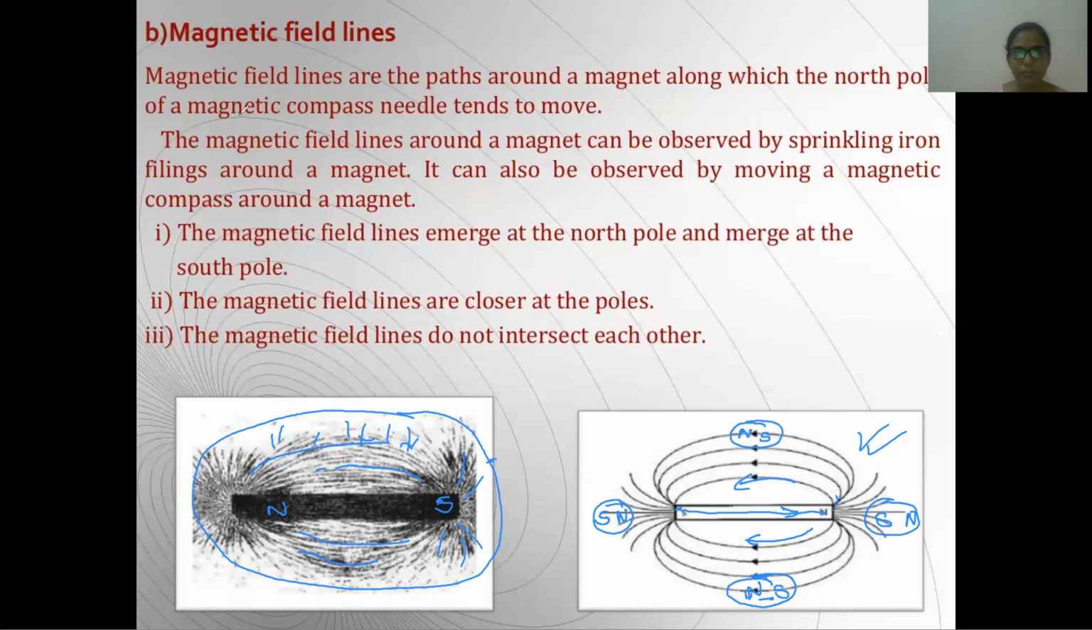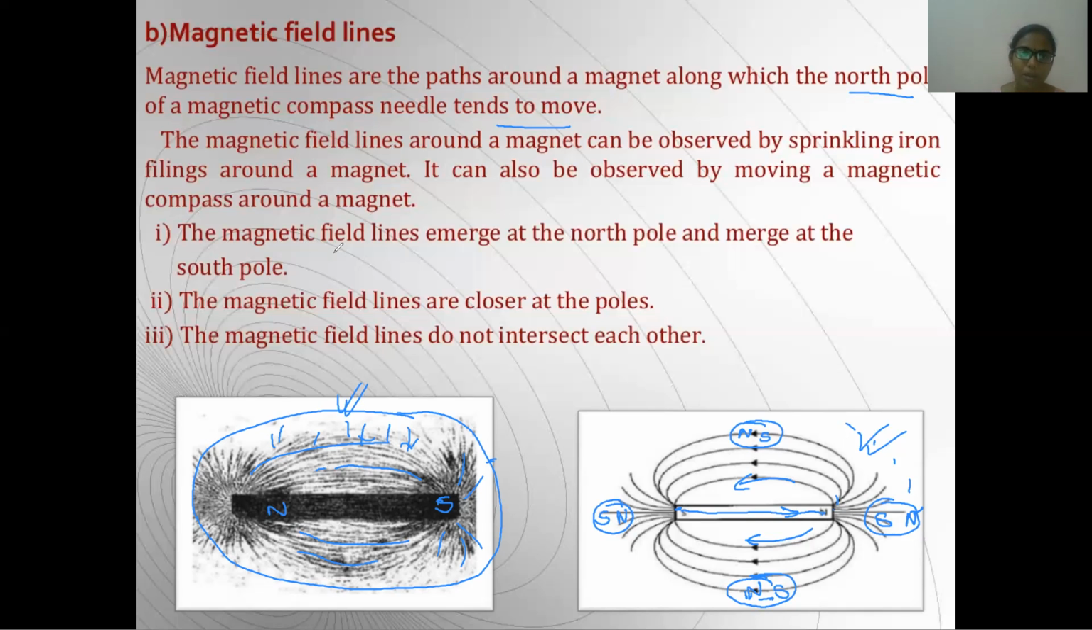Okay, next, children. Properties of magnetic field lines they are asking. Let us see what is given. Magnetic field lines are paths around the magnet along which the north pole of a magnetic compass needle tends to move. If you keep on going, it tends to rotate, circulating like this. The magnetic field lines around a magnet can be observed by sprinkling iron filings around a magnet like this, or by moving a magnetic compass like this.